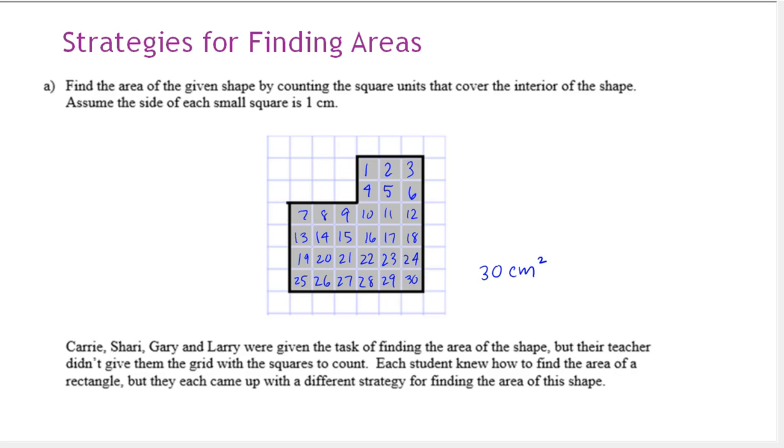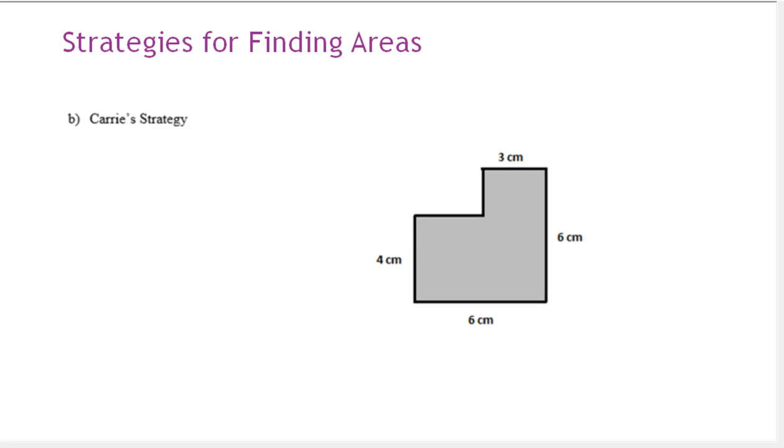centimeters. Now Carrie, Shari, Gary, and Larry were given the task of finding the area of the shape, but their teacher didn't give them the grid with the squares to count. Each student knew how to find the area of a rectangle, but they each came up with a different strategy for finding the area of the shape. So we're going to look at all of their different strategies.